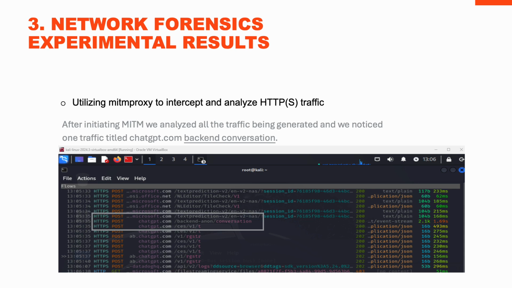So, since we haven't found much useful information using Wireshark, we decided to utilize another method for our analysis. In this step, we utilize a man-in-the-middle proxy to intercept the traffic and to get more information. And here we found an interesting path, which is chatgpt.com and then backend-conversation. So we looked further into this specific packet to see if we can extract any useful information.